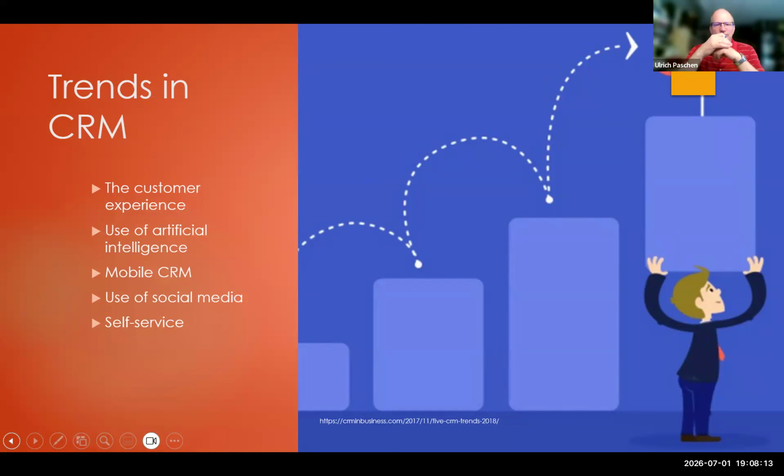Use of social media, again, is one of the things on how to keep in touch with customer groups, not so much individual customers, but it does keep groups and segments of customers informed in a very, very efficient and bi-directional way.